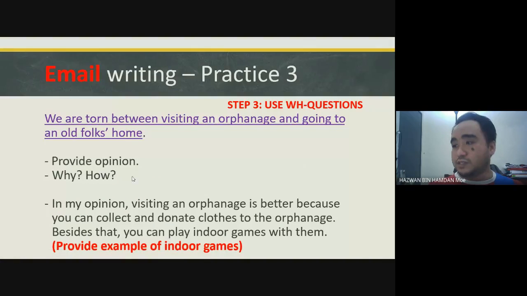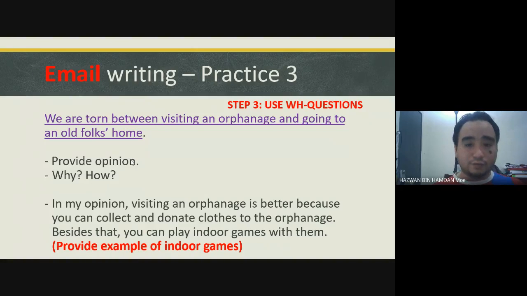So the first one, just now, the first important point is Scouts Club. The next key point is torn between visiting an orphanage and going to an old folks home. Because this person is indecisive, dia tak boleh buat pertimbangan yang mana satu. So kita kena bagi satu opinion kepada dia.